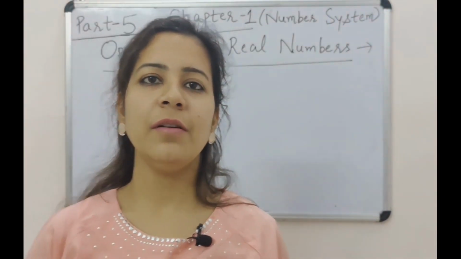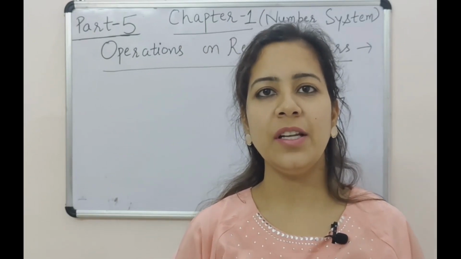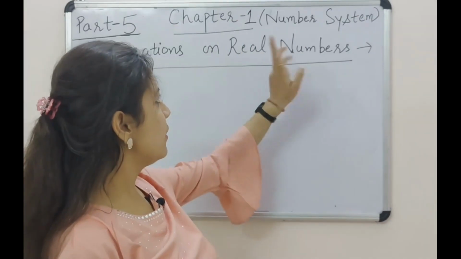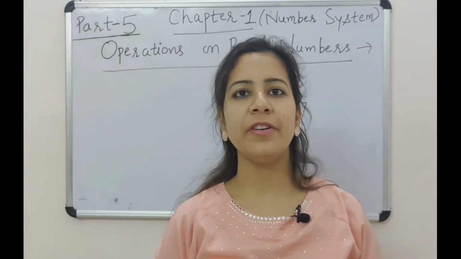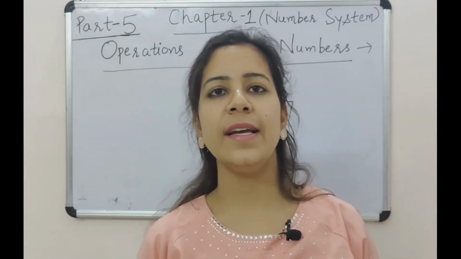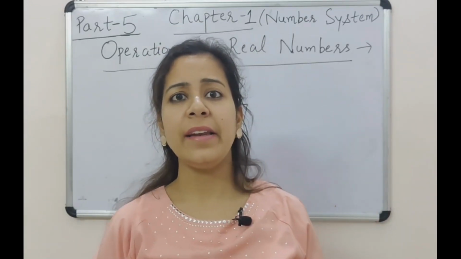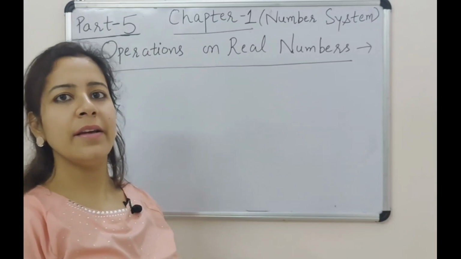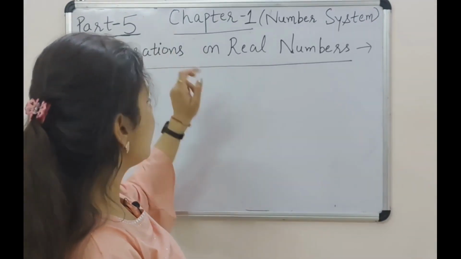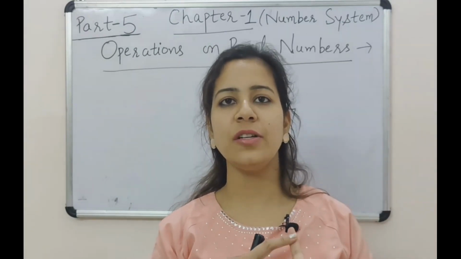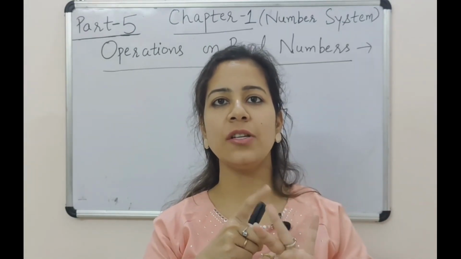Hello everyone, welcome back to the fifth session of chapter 1, number system. Today's topic is operations on real numbers. I've already discussed that the set of real numbers is a collection of all rationals and irrationals. Whenever we have a real number, it can either be a rational number or an irrational number. Now when we are talking about operations, we are talking about the basic arithmetic operations: addition, subtraction, multiplication and division.